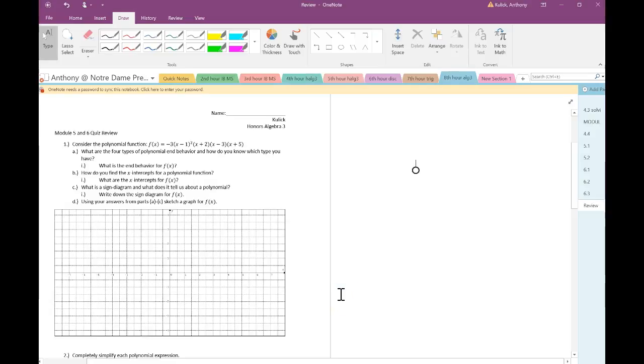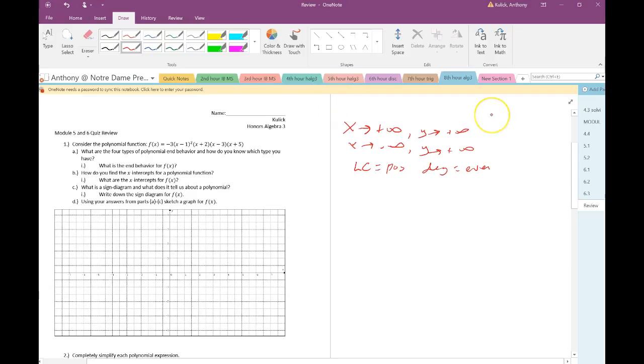This is the key for the chapter 5 and 6, or module 5 and 6 review. So the four types of polynomial end behavior are, as x approaches positive infinity, y approaches positive infinity, and as x approaches negative infinity, y approaches positive infinity. This happens when the leading coefficient is positive and the degree is even.